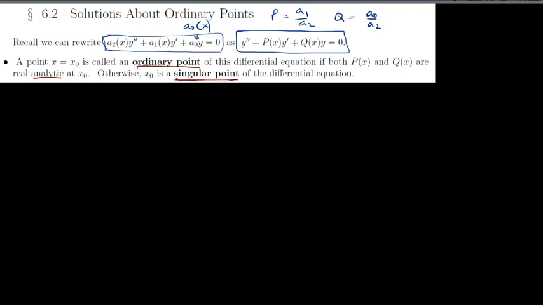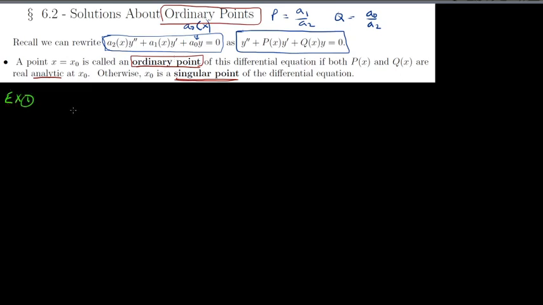Okay, so for the time being, we're going to stick with ordinary points. In other words, since we're only talking about ordinary points in this section, p and q will be analytic functions. And so this power series method will work for pretty much all the equations in this section. All right, so let's look at some examples so we know the difference between ordinary points and singular points.